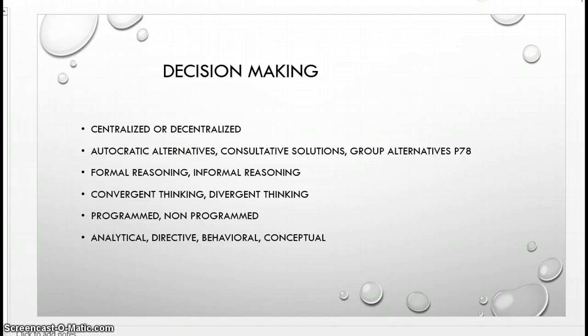In that same chapter 3, you also talked about formal and informal reasoning, convergent thinking, divergent thinking, and the decision-making styles: analytical, directive, behavioral, conceptual. So when you talk about how decisions are made in the organization in the film, these are some of the items that you will probably want to discuss, some of the specific concepts and terminology from the text.